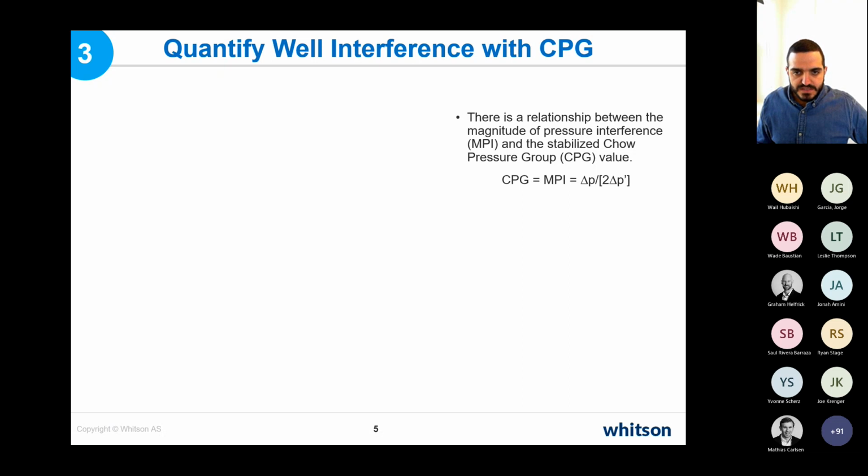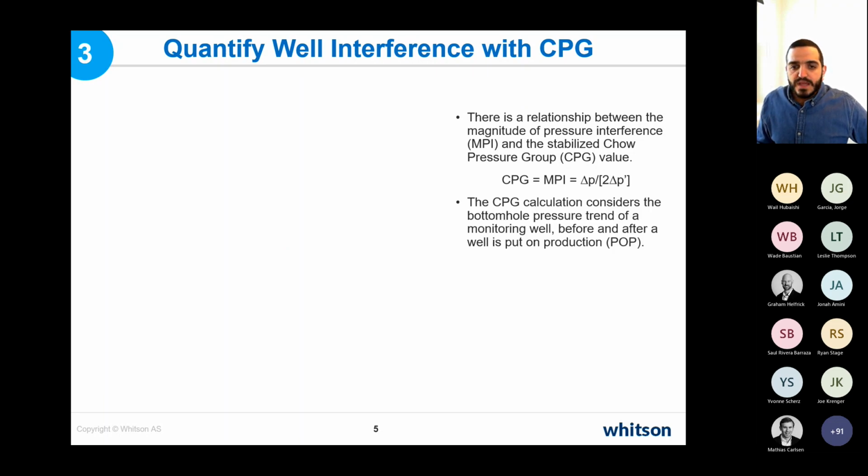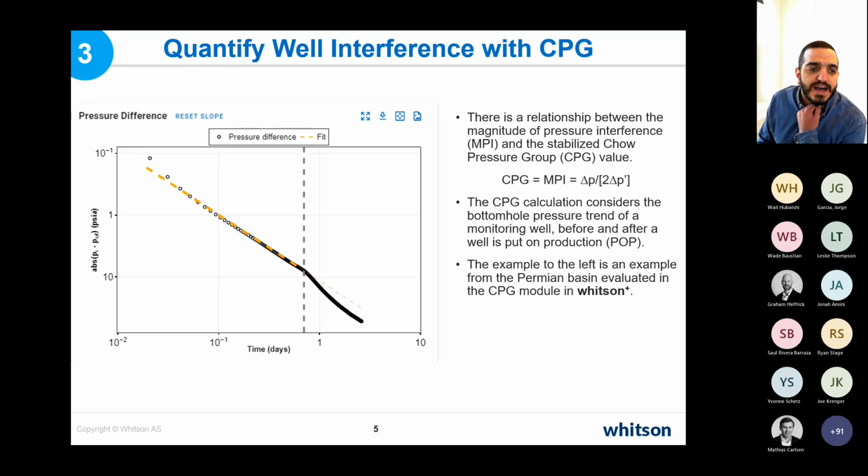Basically, CPG quantifies the pressure interference between wells that you might be observing in your field. And the way it works is that it only requires bottom hole pressures as input. So this is an actual example that you see here from the Permian Basin. And you only need pressures. And what we do is that we look at the pressures in a monitoring well before and after a neighboring well is put in production.